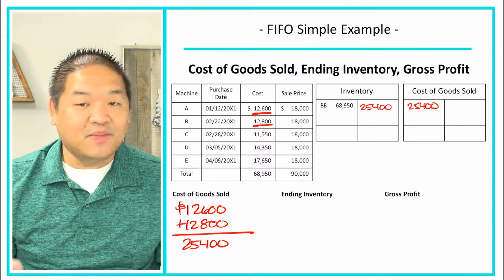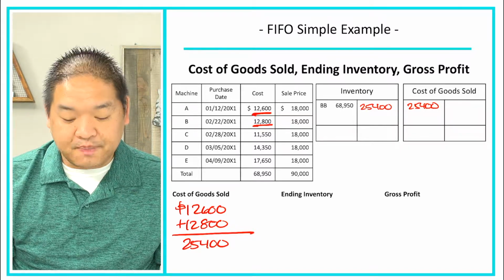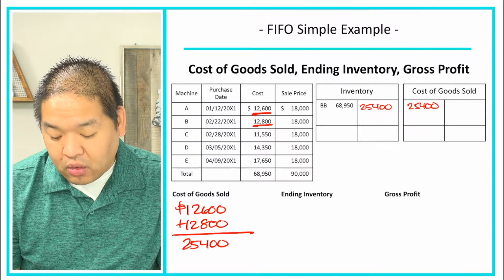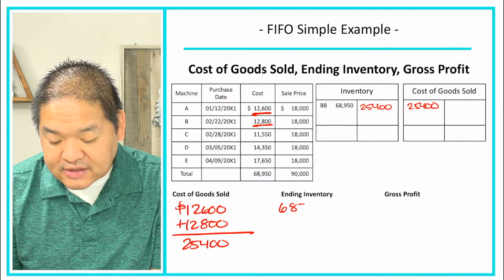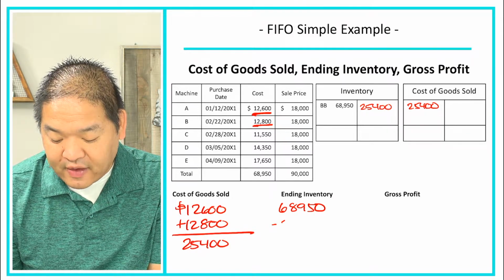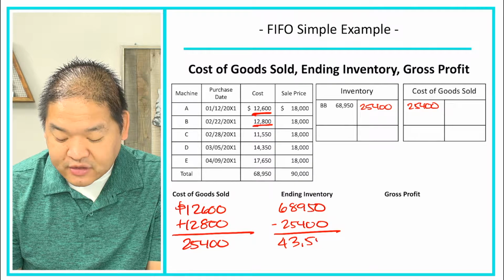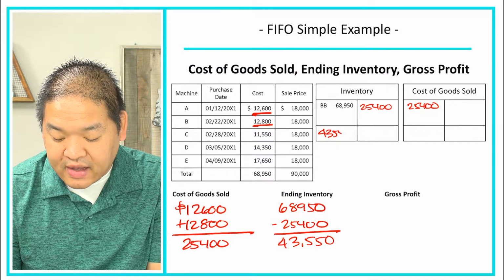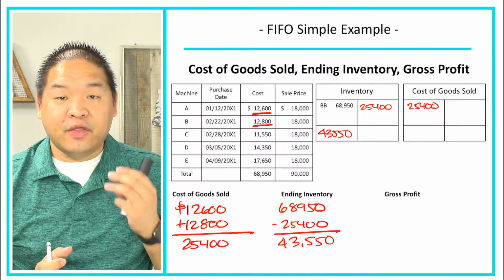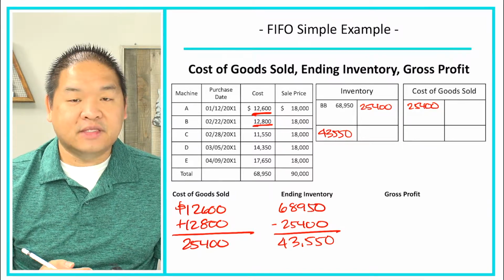Notice that D's cost is still there, but we've already sold D. So the $14,350 is still there, even though we've sold it. Okay, now let's calculate ending inventory. The way that we calculate ending inventory is we can use the T accounts, or we can literally take the beginning balance, which is $68,950, and subtract how much we've already transferred out of inventory. In this case, $25,400. If I do that subtraction, I get $43,550. So what's left in inventory is $43,550. If I were to add up the three costs that are still left, which would be C, D, and E, that should equal $43,550.